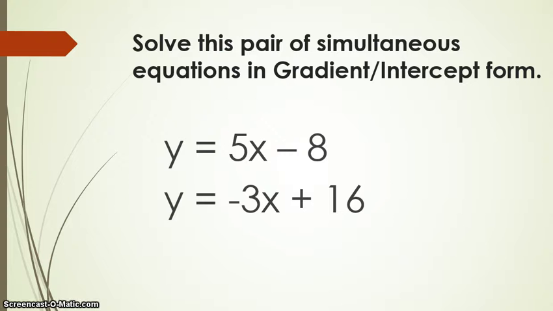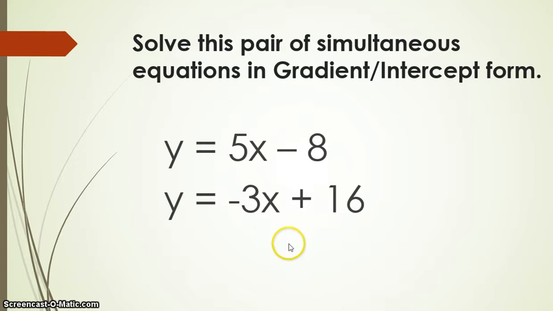First of all, let's look at this pair of simultaneous equations that we will solve. You will notice that both equations are in gradient intercept form, or in other words, y is equal to mx plus c. The first equation is y is equal to 5x minus 8, and the second equation is y is equal to negative 3x plus 16. How do we go about solving this pair of simultaneous equations and solve for both x and y?